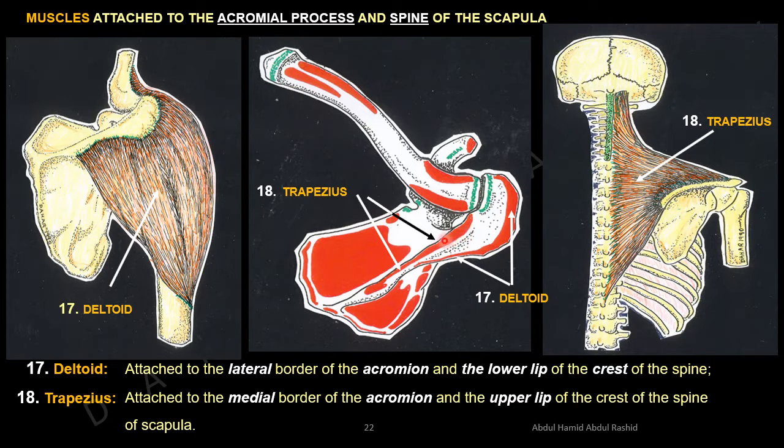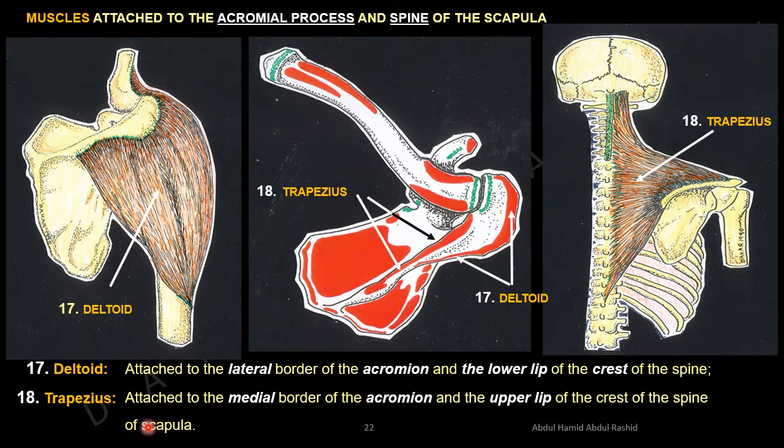This is the upper lip of the crest of the spine, and this is the lower lip of the crest of the spine. Okay, now we talk about the deltoid muscle. It is attached to the lateral border of the acromion, and continuously it comes down and is attached to the lower lip of the crest of the spine. This is the deltoid muscle attachment.